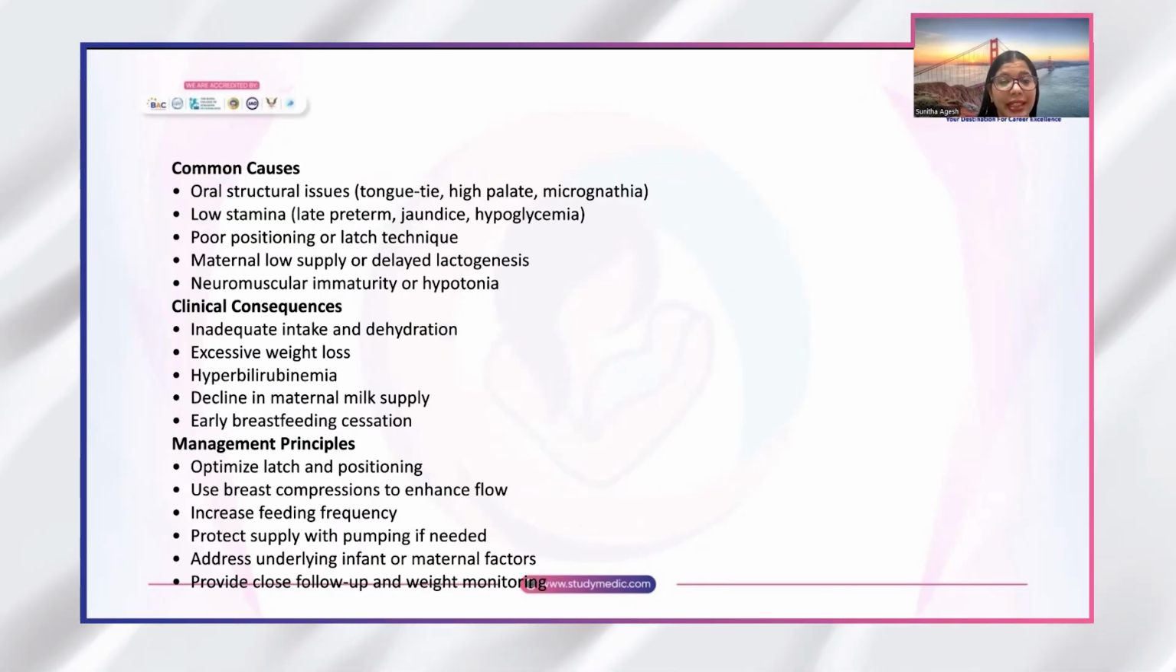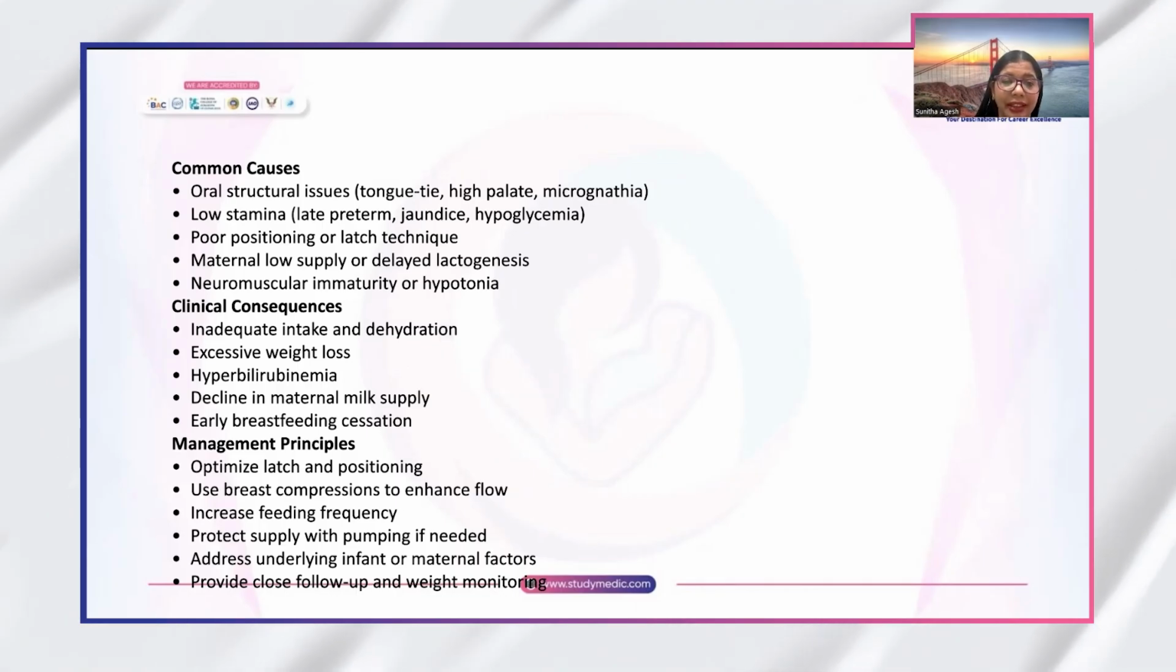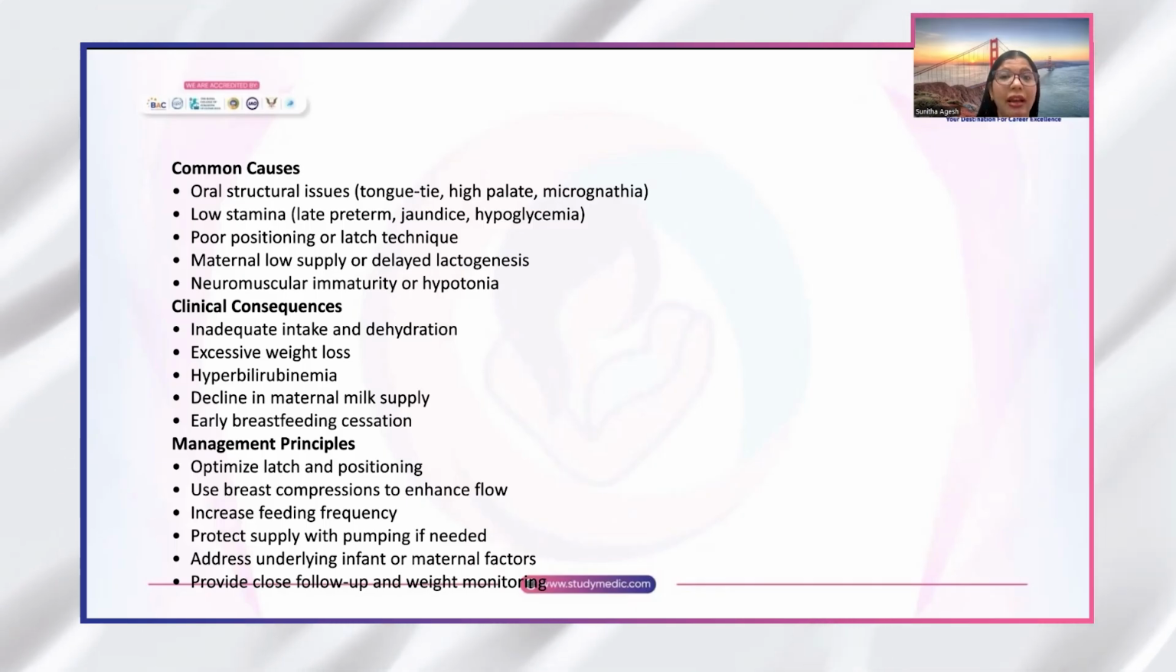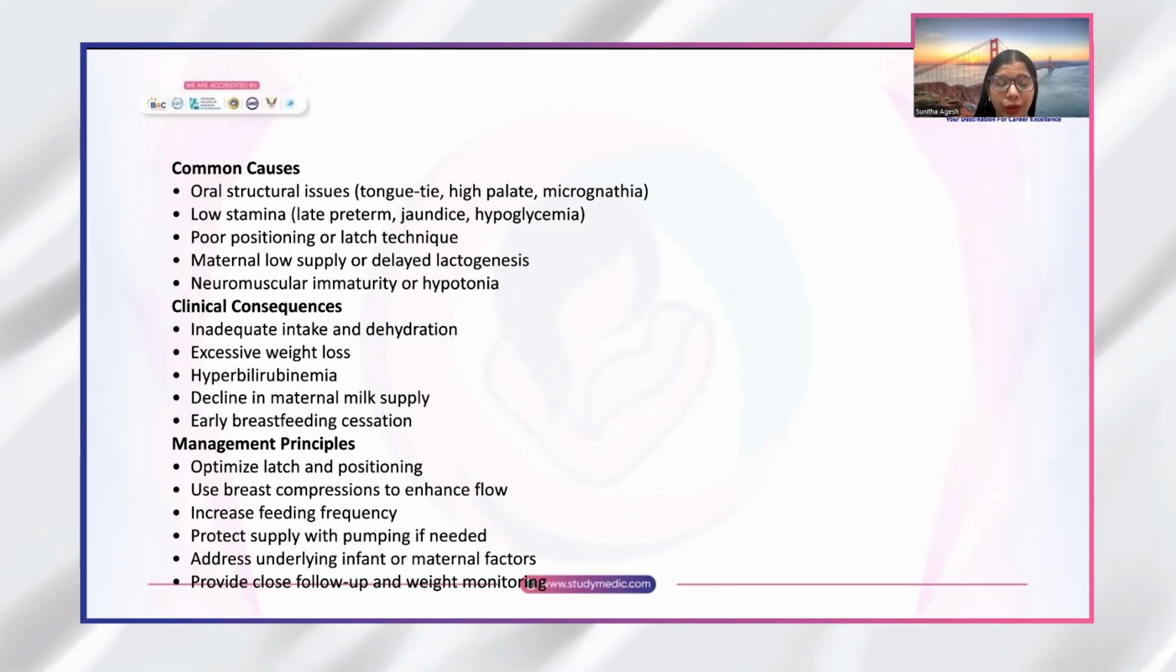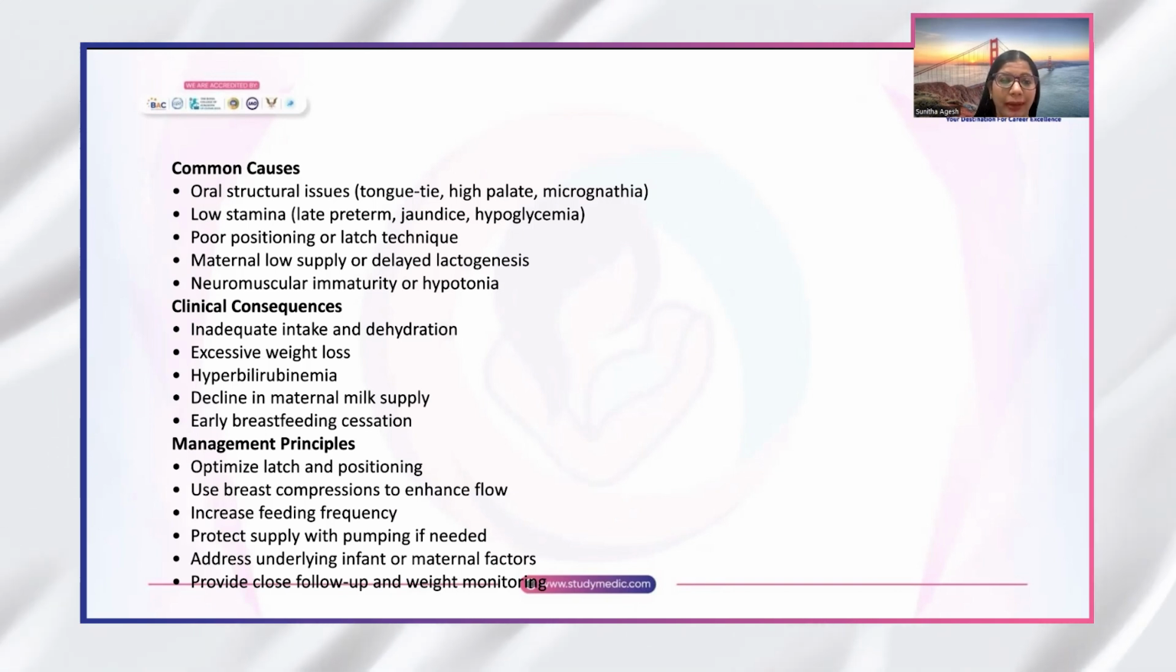Oral structural issues, especially tongue tie, high palate, micrognathia. Micrognathia, we can say Robin sequence. Then low stamina, especially if the baby is born at less than 37 weeks, or has jaundice or hypoglycemia. All this will cause low stamina for the baby. Then poor positioning: when the baby is not positioned properly, not held near to the mother, or doesn't open the mouth fully, we can address it as improper latch and positioning.